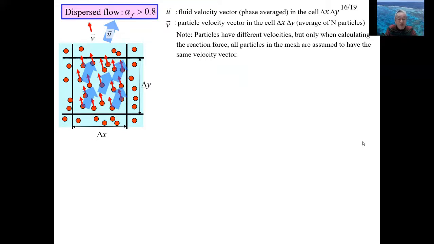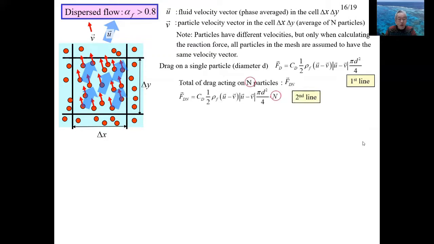So the fluid velocity is fixed within the cell. The phase average fluid velocity vector is denoted by small u. Now, the number of particles in the cell is assumed n. Particles have different directions actually, but only when calculating the reaction force, all particles in the mesh are assumed to have the same velocity vector v. The drag force acting on a single particle with diameter d can be given by the first equation on the first line. The total of drag force on n particles is represented by F_dn. The F_dn is obtained by F_d multiplied by n as shown on the second line.